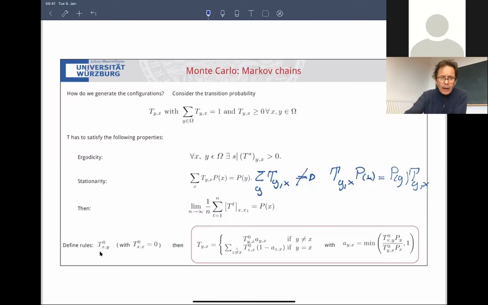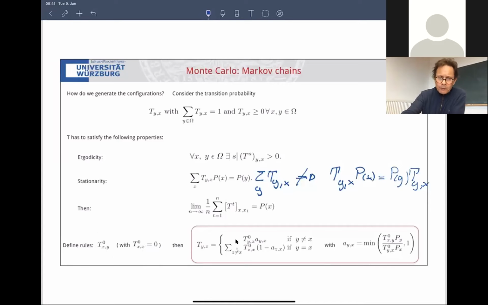How do I define my t of yx? I will only give you the result here. What I need is to define a set of rules. These rules are your choice, and if you're clever, then the program will be good. If you're not, the program will be slow. If I give you these choices, and I assume that I will never propose to stay in a given configuration, then t of yx is given by this.